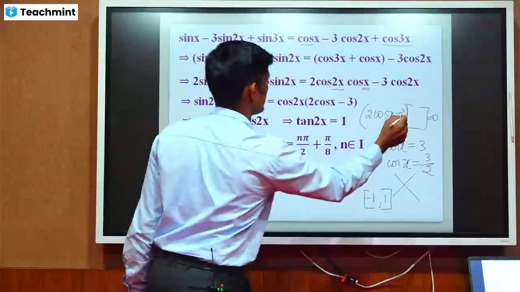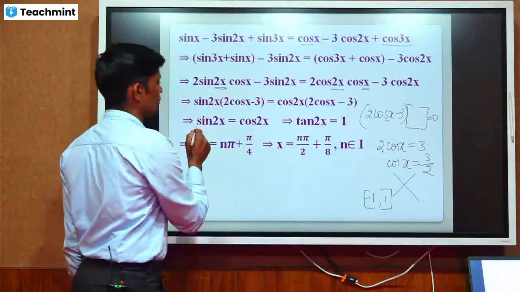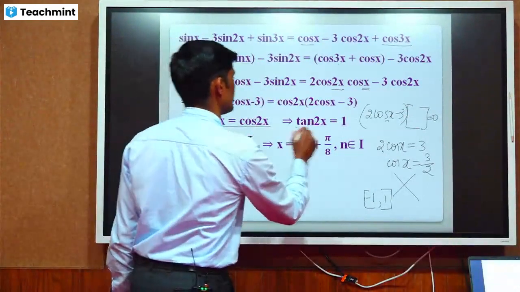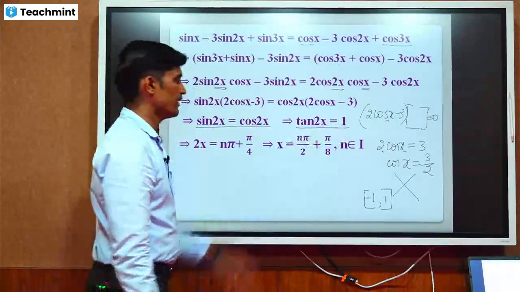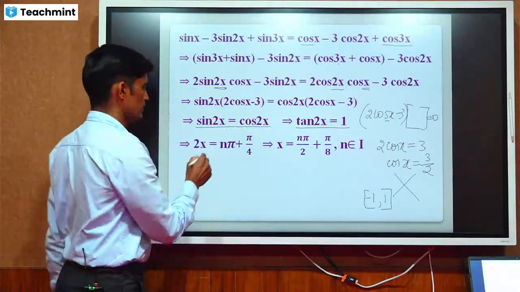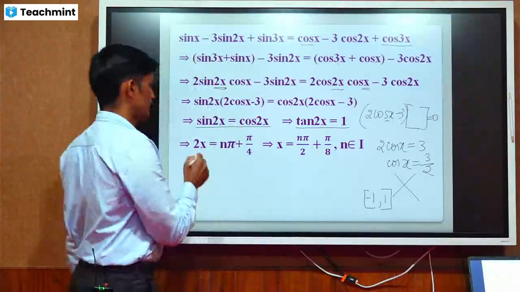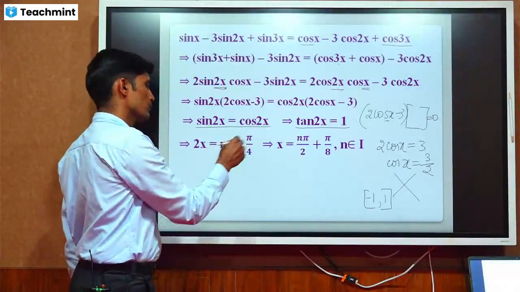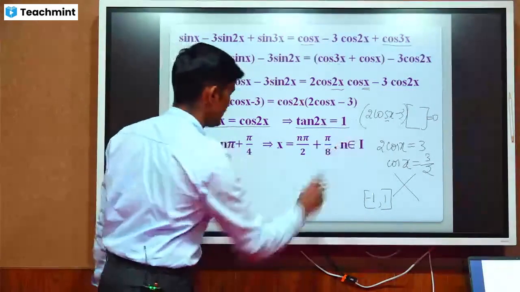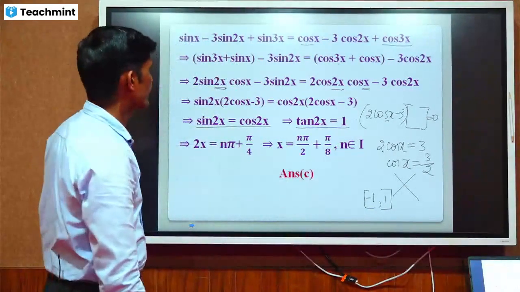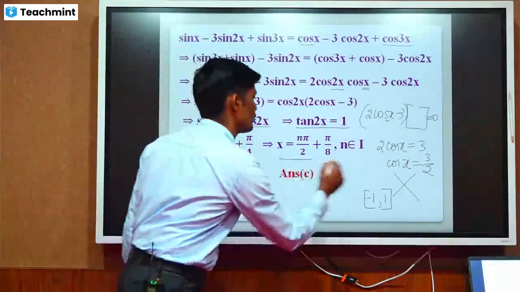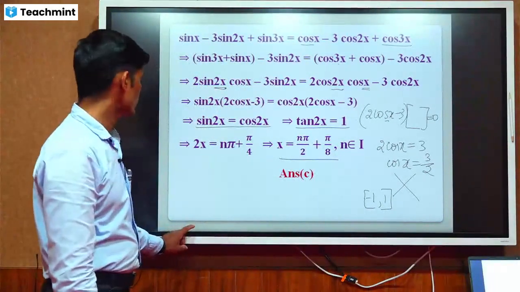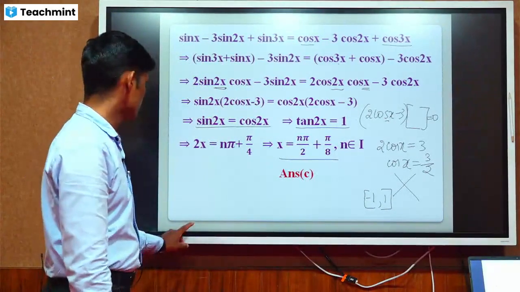Hence, sin 2x minus cos 2x equal to 0, or sin 2x equal to cos 2x. So sin 2x equal to cos 2x means we can write tan 2x equal to 1, that is tan pi by 4. Therefore, the general solution of tan is x equal to n pi plus alpha, that is 2x equal to n pi plus pi by 4, or x is equal to n pi by 2 plus pi by 8, where n is any integer. So the general solution of the given trigonometric equation is answer C. This is about general solutions of trigonometric functions.